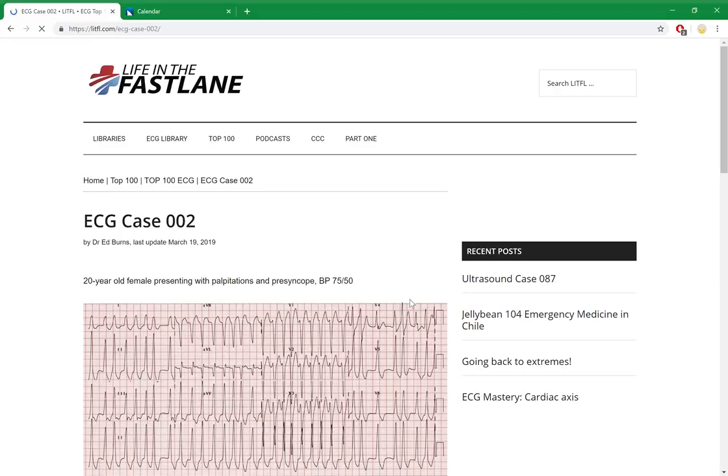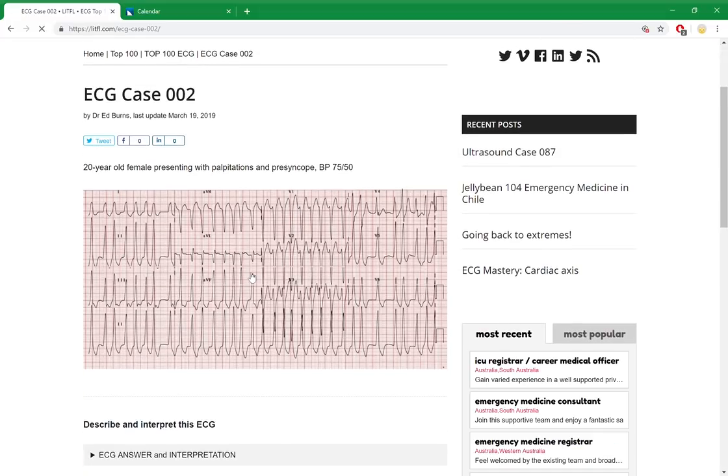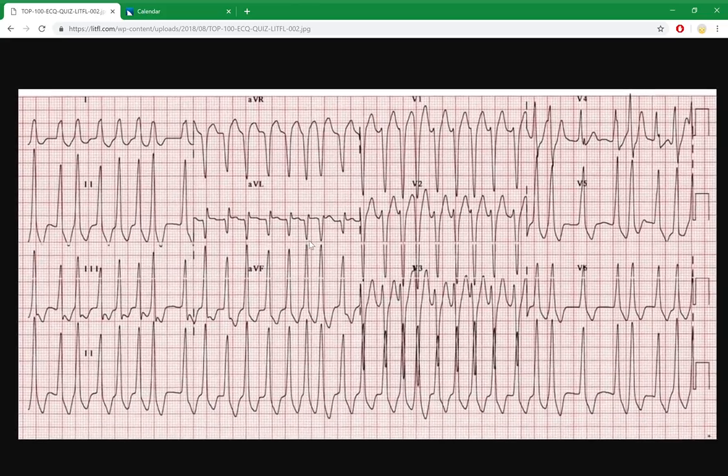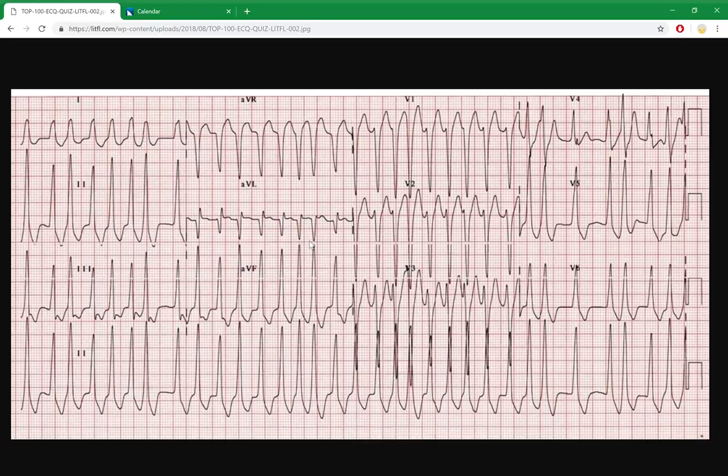So next one. Okay, so this is a really, really good one. This is a really scary EKG, right? So first thing is rate. Obviously, there's a lot of beats going on in this 10-second period. So we know this patient is severely tachycardic.